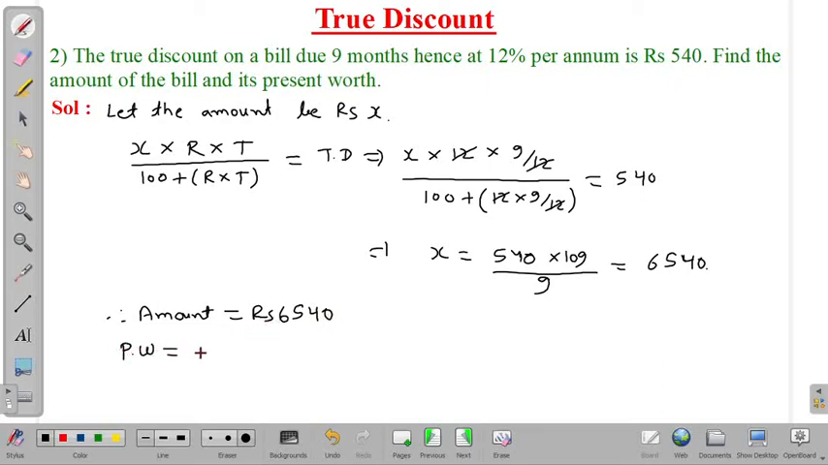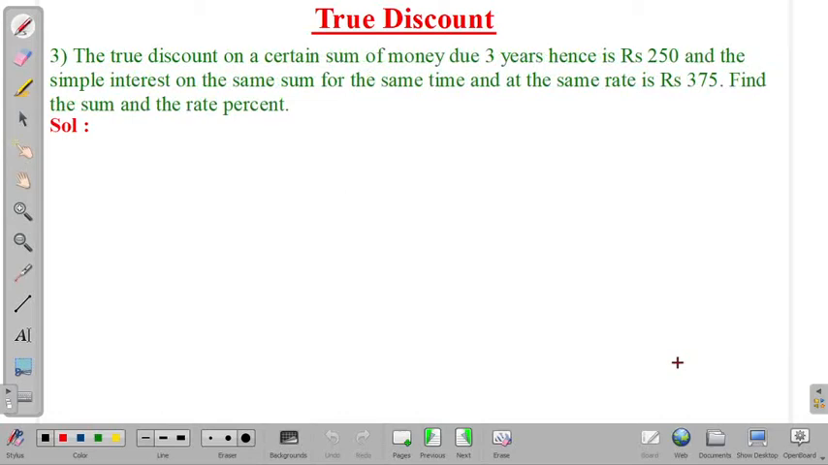Now we can calculate present worth because we know amount and true discount. So present worth will be given by amount minus true discount. Okay, so it is equal to rupees, amount is 6540 and true discount is 540. So present worth is equal to rupees 6000. This will be our answer. We will discuss the next question.